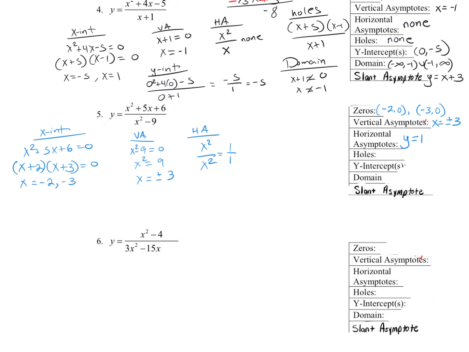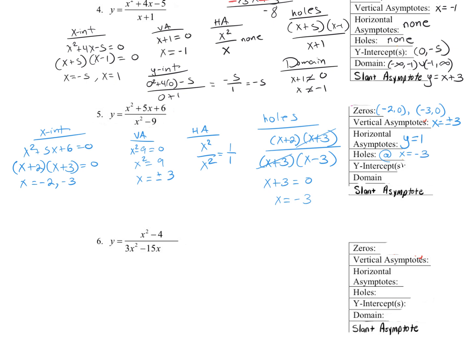Now we're going to look for the holes, which is just going to factor the numerator and the denominator. Now the numerator we already factored, and it's (x plus 2)(x plus 3). In the denominator, it's a difference of squares, so you can factor it as (x plus 3)(x minus 3). Now, in this case, we do have a factor that we can cancel out, which is the x plus 3. So I can go ahead and say, well, x plus 3 equals 0. So we have a hole at x is equal to negative 3. So you can say hole at x is equal to negative 3.